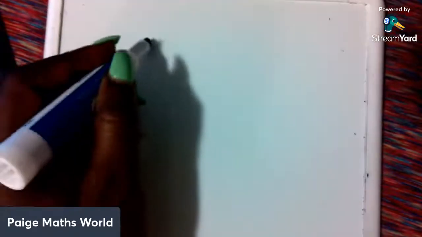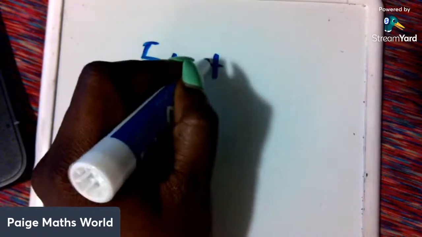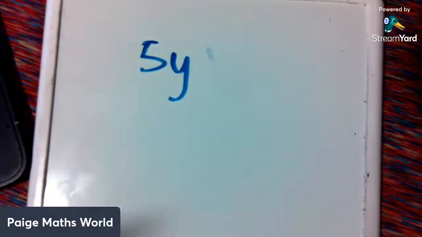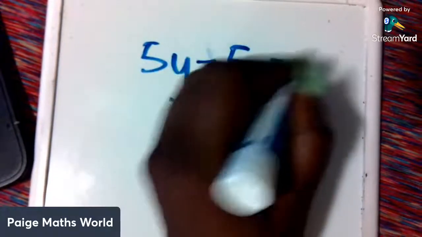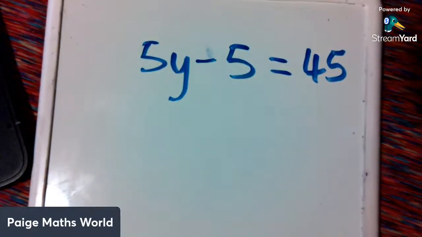All right. So our next one is 5y plus 5. Oh, sorry, that was a subtracting. That was a minus. 5y minus 5 is equal to 45. What's the answer for this one? Again, remember we want x by itself. We need x by itself.